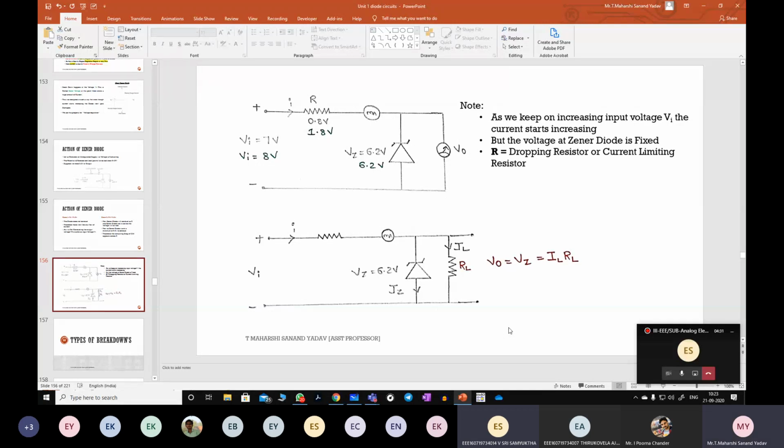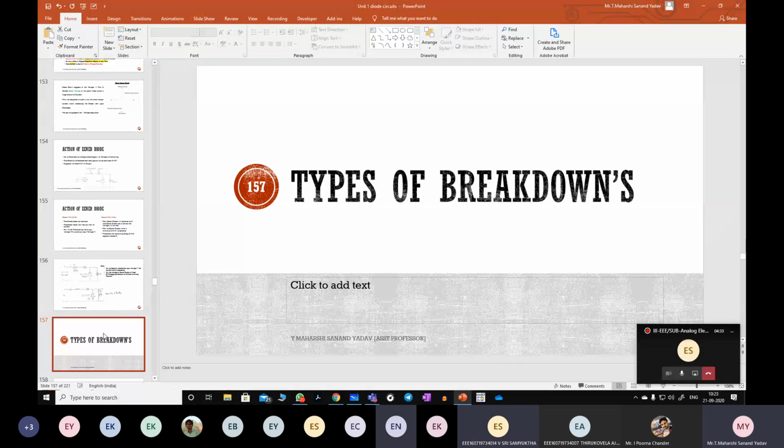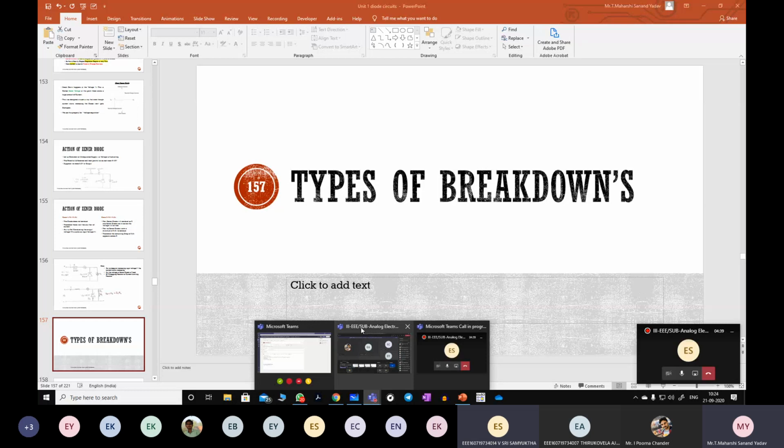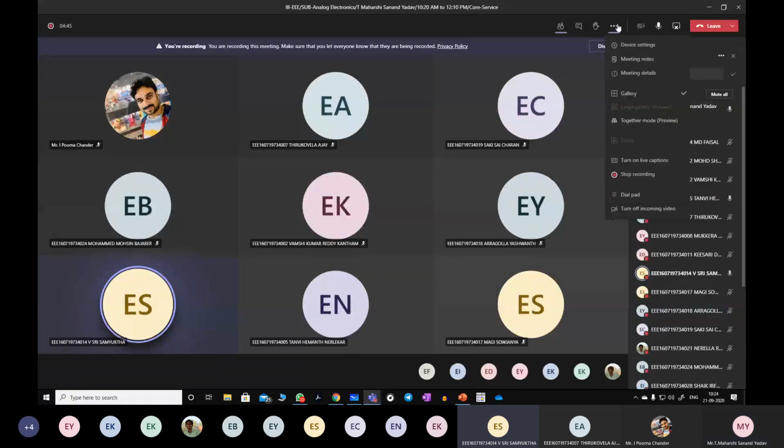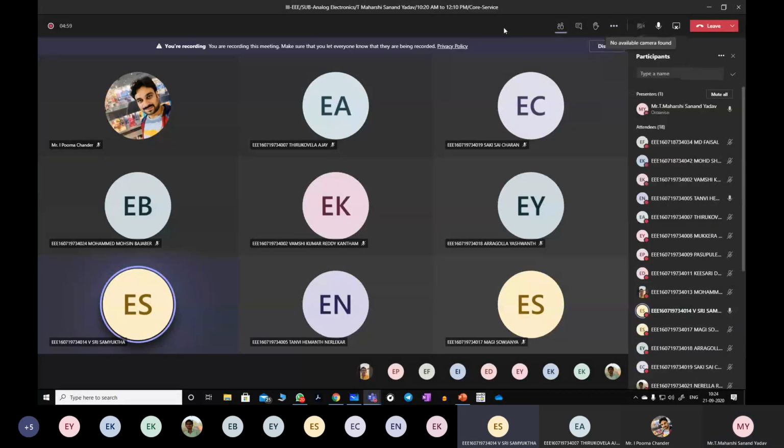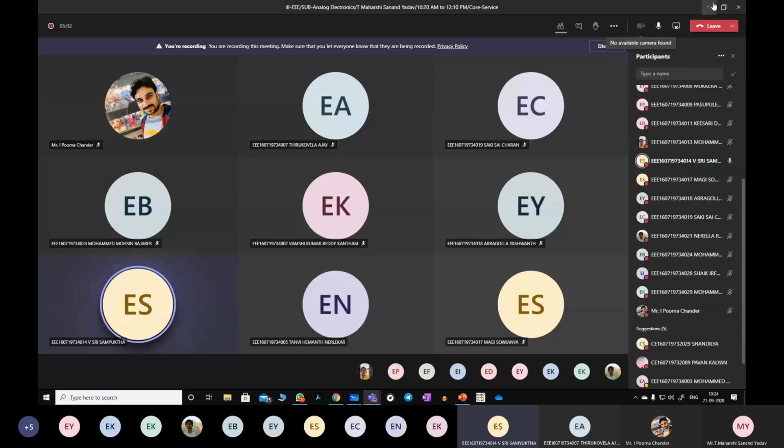Right. And what are the types of breakdowns that we have discussed? Avalanche breakdown and Zener breakdown. Okay, what is the difference? Avalanche breakdown has a positive temperature coefficient, whereas Zener breakdown has a negative temperature coefficient. Okay. Avalanche breakdown has a cumulative process, whereas Zener breakdown has collision of electrons.